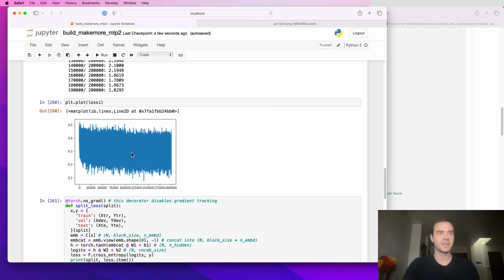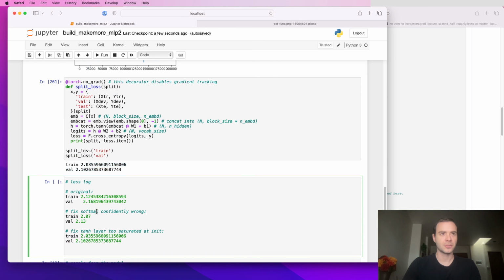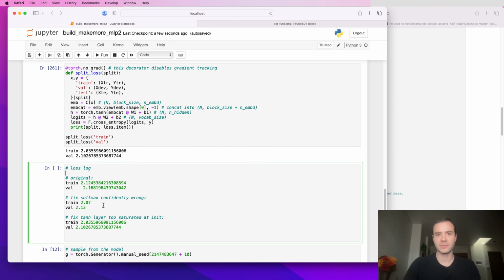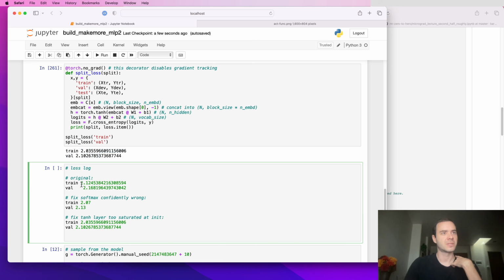Okay, so the optimization finished, and I reran the loss, and this is the result that we get. And just as a reminder, I put down all the losses that we saw previously in this lecture. So we see that we actually do get an improvement here. We started off with a validation loss of 2.17. By fixing the softmax being confidently wrong, we came down to 2.13. And by fixing the tanh layer being way too saturated, we came down to 2.10. And the reason this is happening, of course, is because our initialization is better.